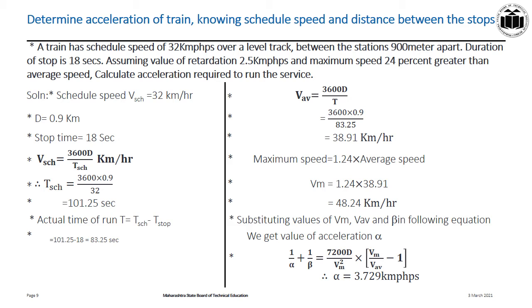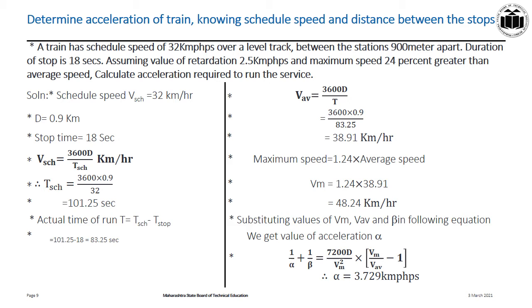Now in this slide we will calculate the unknown acceleration of the train knowing schedule speed and distance between the stops of the train. Let's take an example. A train has a schedule speed of 32 km per hour over a level track between stations 900 meters apart. Duration of stop is 18 seconds. Assuming value of retardation 2.5 km per hour per second and maximum speed 24% greater than average speed, calculate acceleration required to run the service.